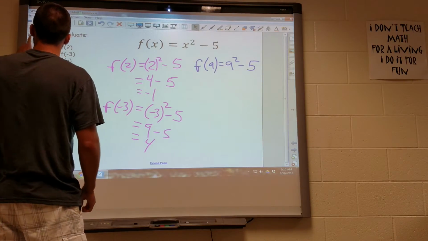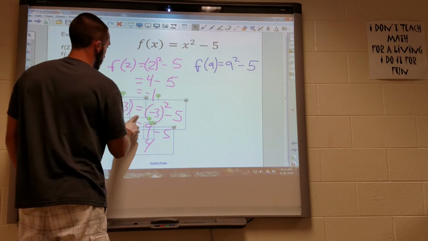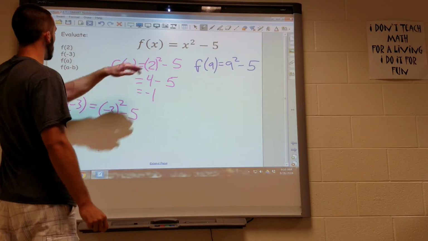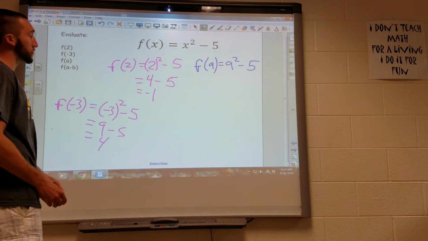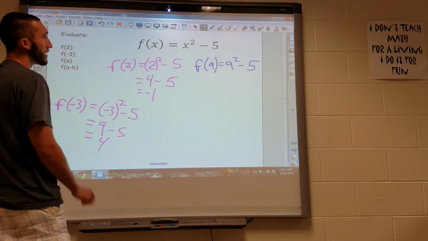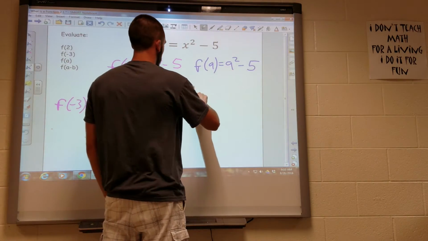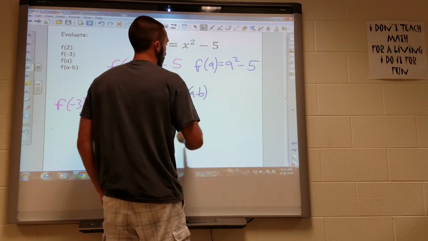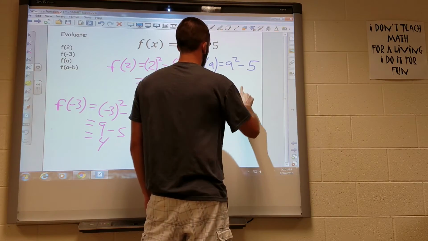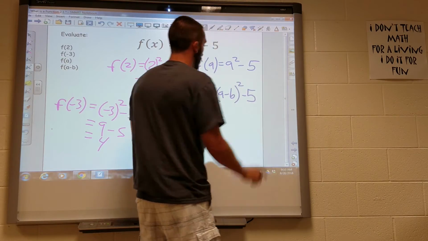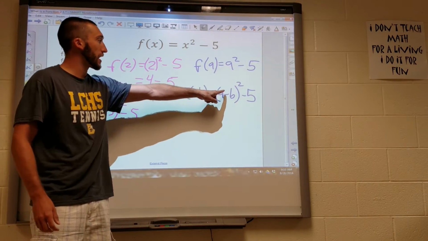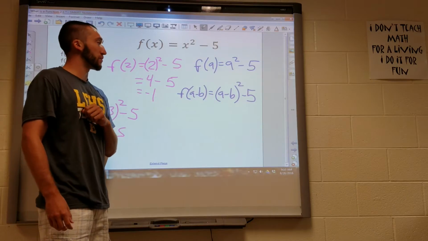Now let's evaluate this function. Move it over here to get a little more space. Let's evaluate this function at f of a minus b. So now wherever I see an x, I have to plug in this whole term here, a minus b. Okay, so a minus b squared is not just simply a squared minus b squared. A lot of us will make that mistake.